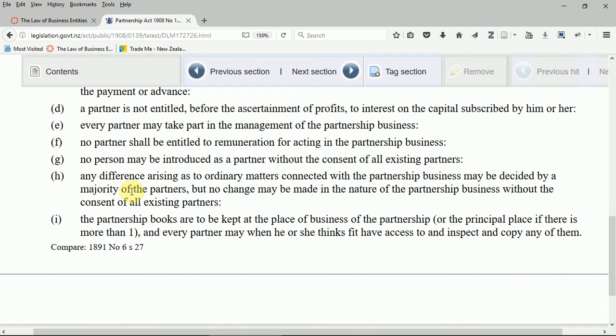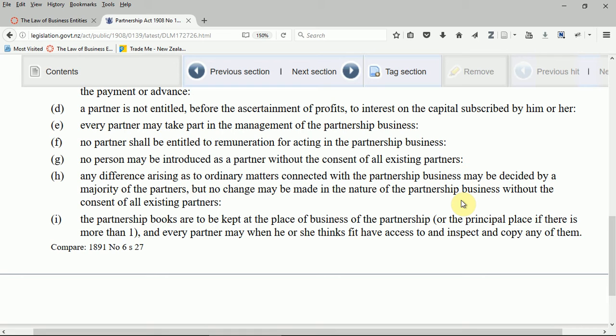H, any differences connected with the partnership business are decided by a majority of partners, but no change made in the nature of the partnership business without consent of all. So in day-to-day matters, you vote, and it's majority rule. Of certain decisions you may want to be unanimous, such as large loans or purchase of capital assets. And so you may put restrictions in the partnership agreement saying unanimous for certain levels of expenditure or certain types.